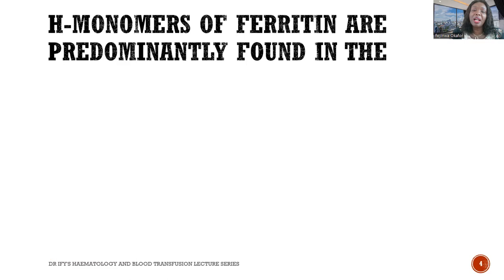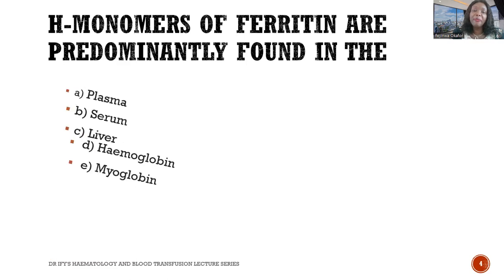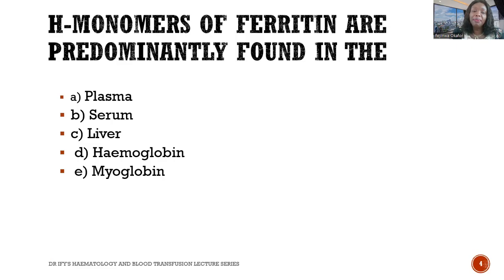H monomers of ferritin are predominantly found in the plasma, serum, liver, hemoglobin, myoglobin. Answer A, plasma. H monomers of ferritin are predominantly found in the plasma. Remember, H monomers of ferritin have the capacity to grab iron readily and also release it readily. And they are found in those areas where iron is needed to be made available, like in the plasma.